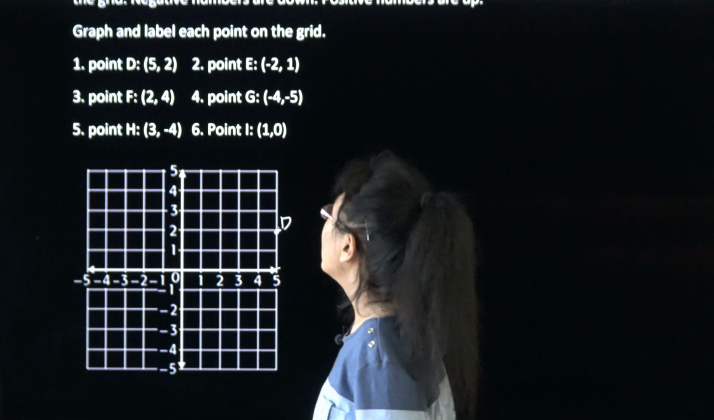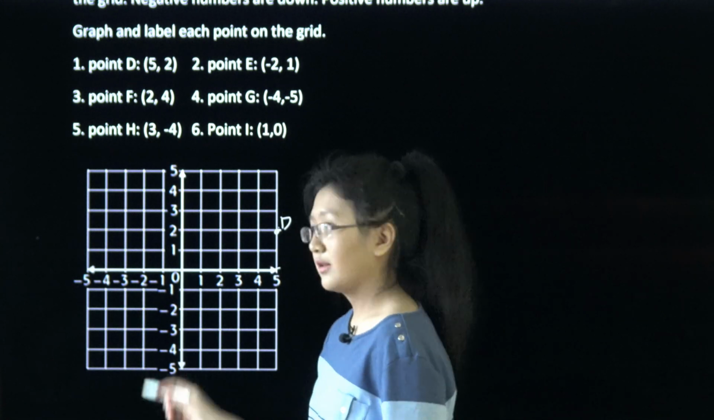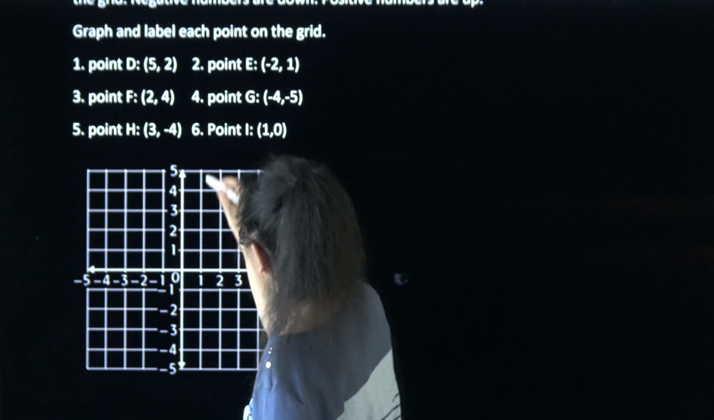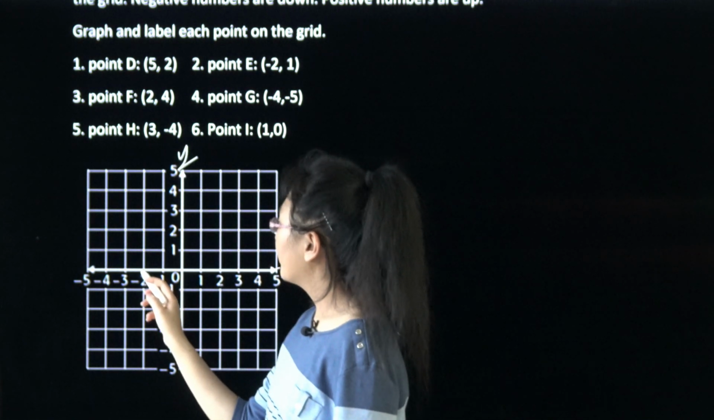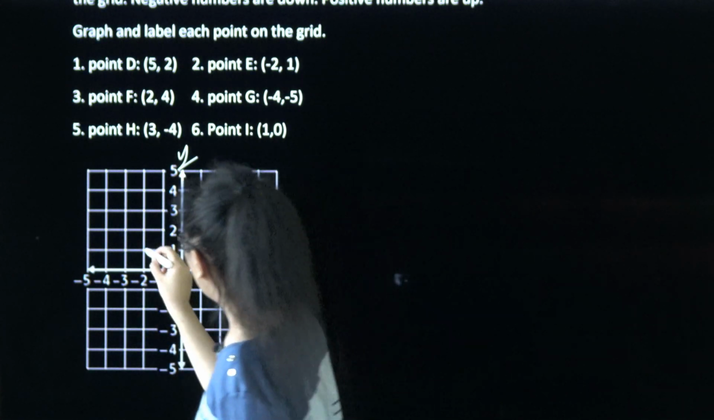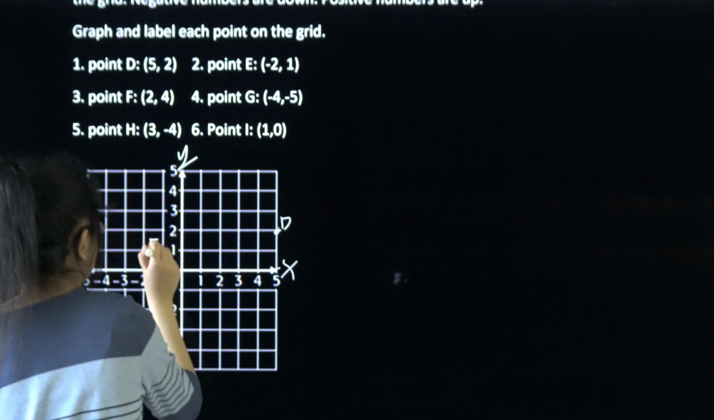And now we have point E, which is negative 2, 1. So we find negative 2 on the x-axis. Oh, we should label the x-axis first, and the y-axis. So we find negative 2, which is here, and then we find 1 on the y-axis, which is here. Now, this would be point E.